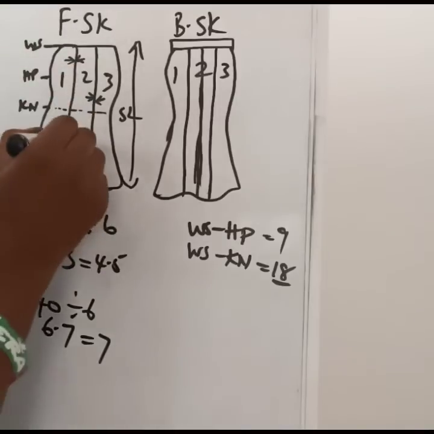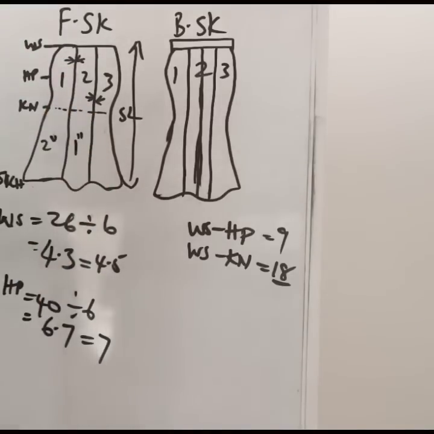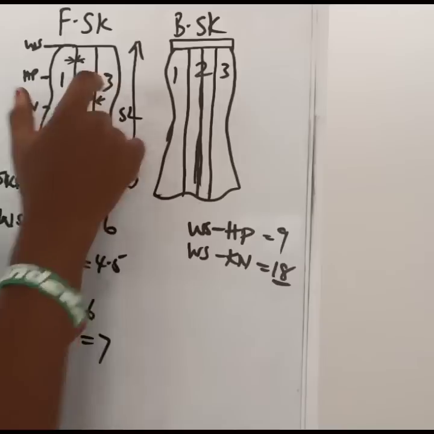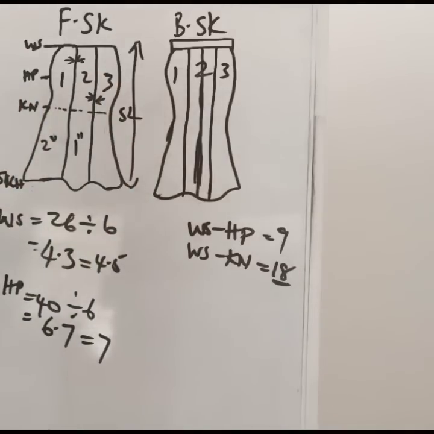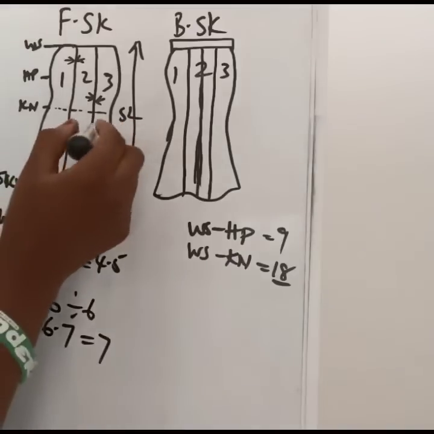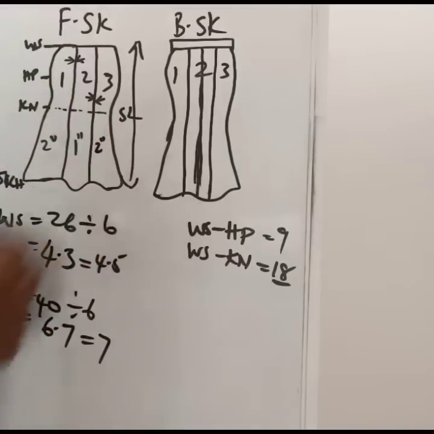Whereas for number 2, you will need about 1 inch allowance. And then number 3 is just like number 1 because they are both by the side. So number 3, you also need about 2 inches allowance. So that is for the front panel.